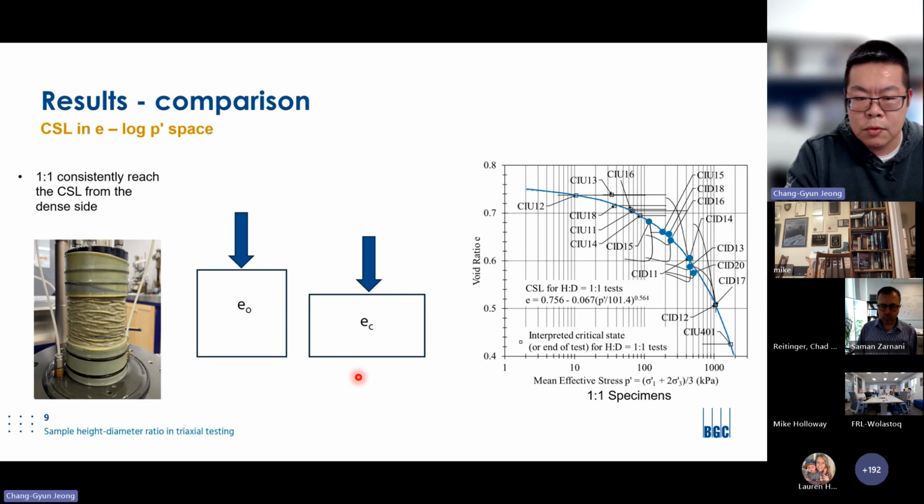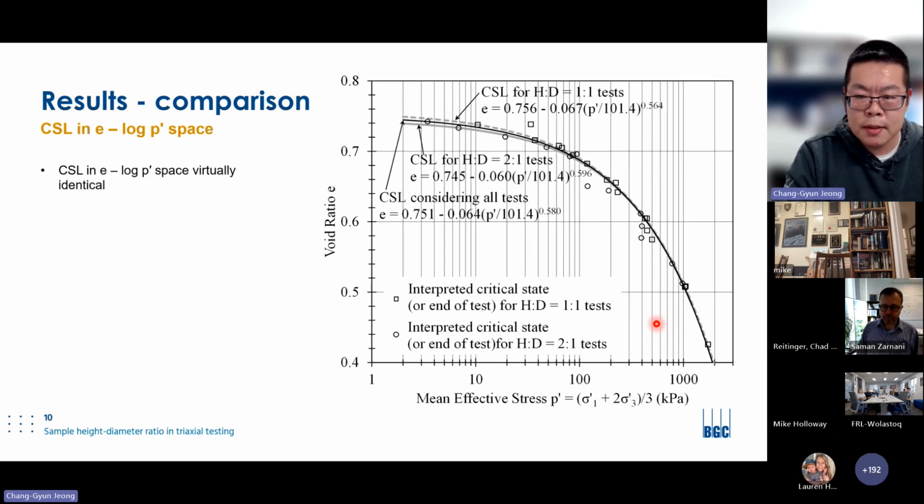So the question now is how those two compare. Here's the comparison. When we plot them on top of each other, there's no statistical difference in the critical state line, and they are identical regardless of the 1-to-1 or 2-to-1 aspect ratio. And this is good, as we have now learned that there is an improvement: we can use the full test results from both the loose side and the dense side to inform the position of the critical state line.